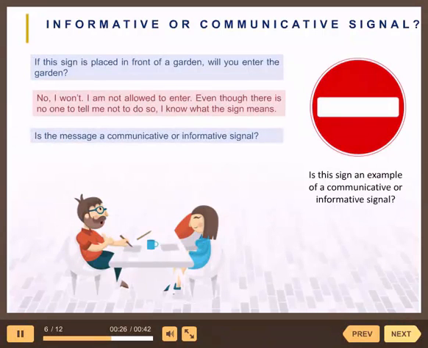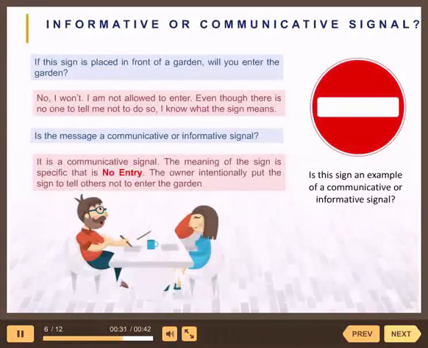Is the message a communicative or informative signal? It is a communicative signal. The meaning of the sign is specific, that is no entry. The owner intentionally put the sign to tell others not to enter the garden.